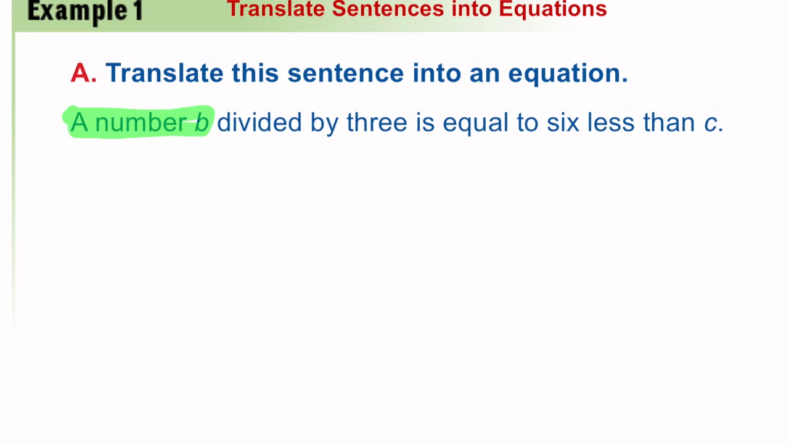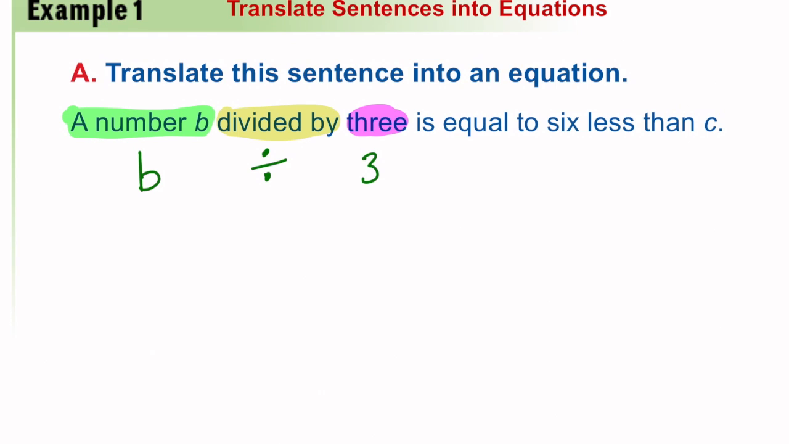So a number b, that just means it's b. Then it says divided. We all know that divided means division, so we'll just use the division symbol. So let me translate that to division. And it says 3. So 3, obviously that's the number 3. I'm translating part by part just so that we can break up the sentence.